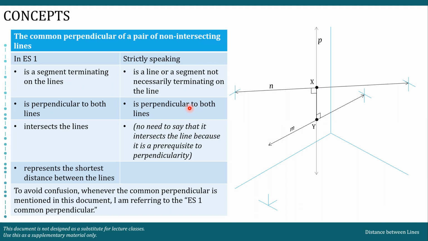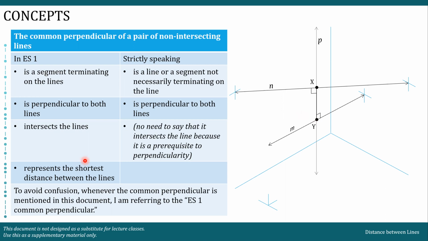However, strictly speaking, ang kailangan lang nating sabihin, common perpendicular is perpendicular to both lines. We don't need to say that the common perpendicular intersects the line, because in geometry, intersecting the line is a prerequisite for perpendicularity. Pero since sa ES1, kahit hindi naman nag-i-intersect, we still consider them perpendicular as long as their directions are perpendicular. Lastly, since the common perpendicular in ES1 is a segment that terminates on the lines, it can represent the shortest distance between the lines. So, from X to Y, this is the distance between N and M. The length of XY is the distance between lines N and M.